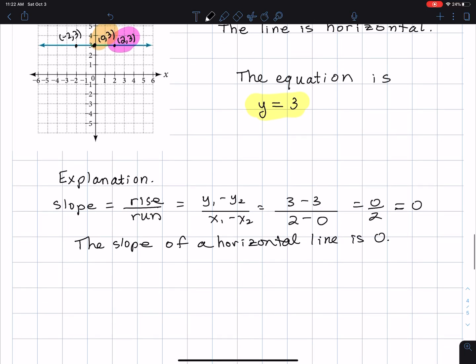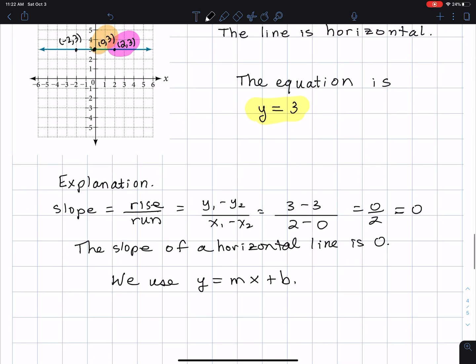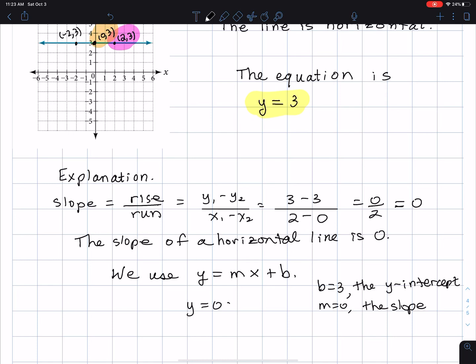So now if I use y equals mx plus b, well, b is the y-intercept. B equals 3, the y-intercept. M equals 0, the slope. So this is all explanation. This makes it look like this is a long problem. It's not at all necessary to do this. But if you put it in the y equals mx plus b formula, you're going to have the same result, that you get y equals 3.